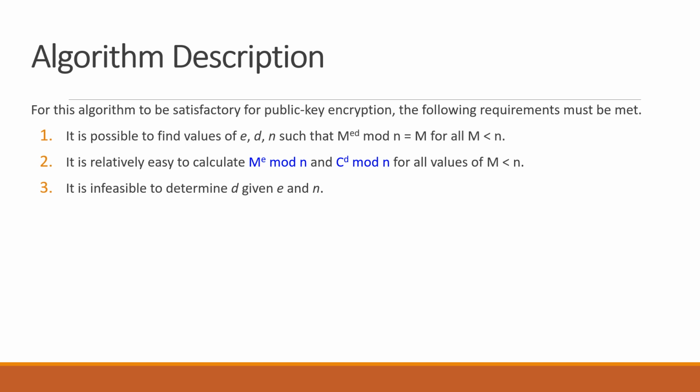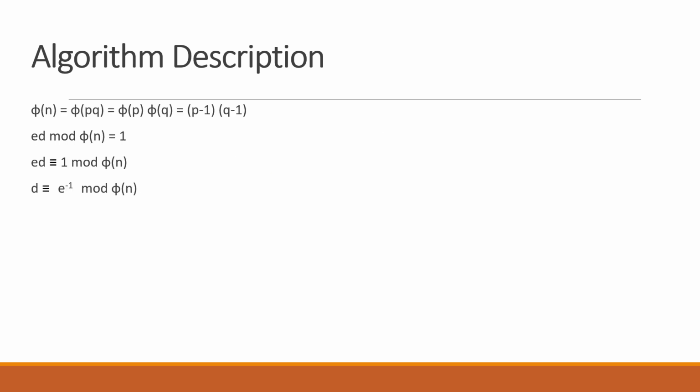The second requirement is that it is relatively easy to calculate M to the power E mod N and also C to the power D mod N. M to the power E mod N is nothing but the ciphertext, and C to the power D mod N is the calculation of your plain text. This is also found to be relatively easy. But what is infeasible here is, with the information of E and N, it is highly impossible to find the value of D. This is the speciality of this RSA algorithm.